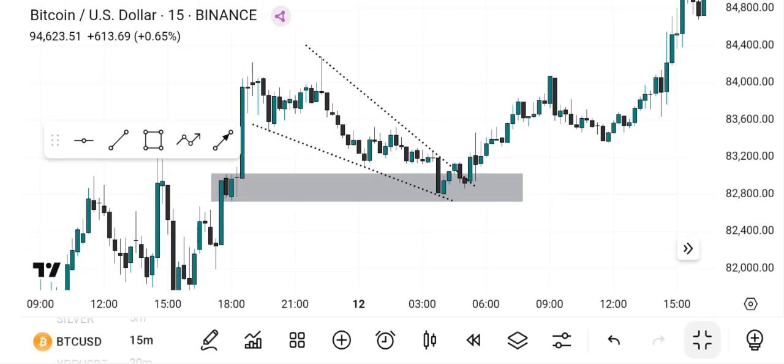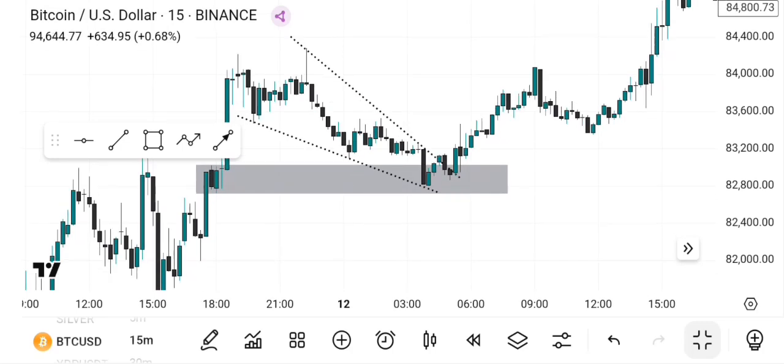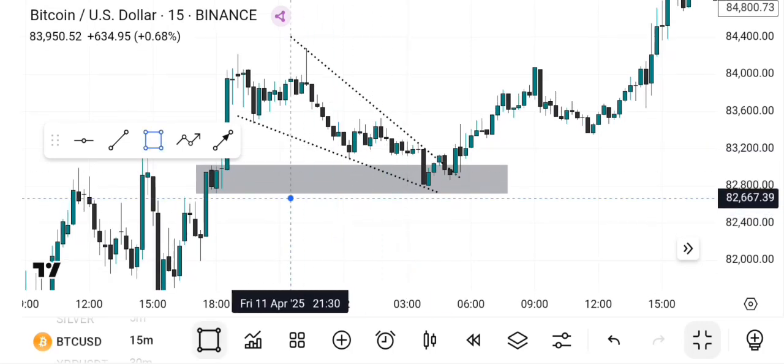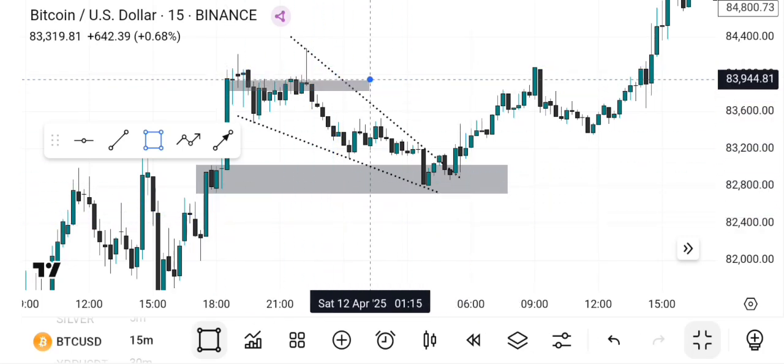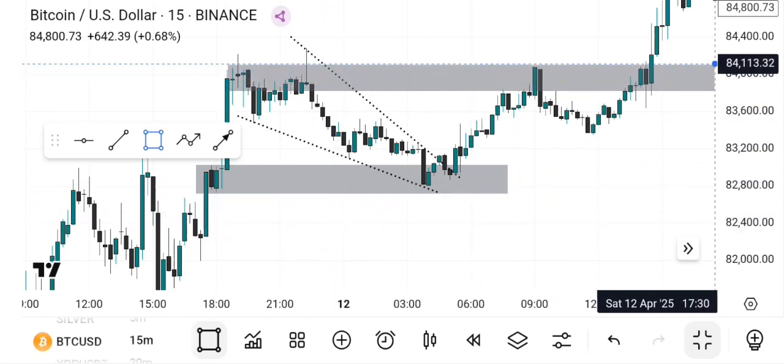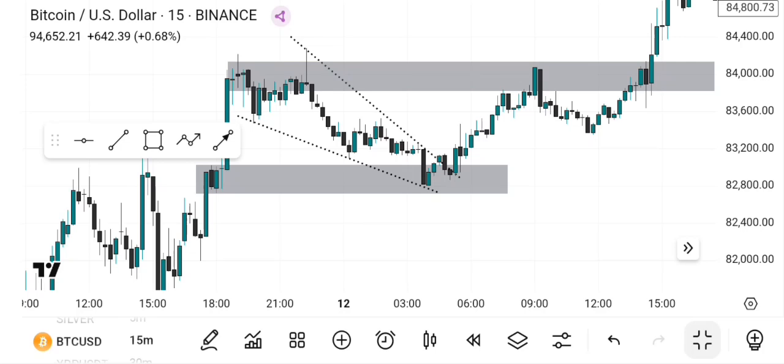Now you can see that. Just imagine the risk to reward ratio here. Just imagine the risk to reward ratio. Our stop loss would be somewhere around this region. For take profits, we use the nearest support and resistance zone, or the nearest supply and demand zone for this. But ideally, we would use the support and resistance zone.